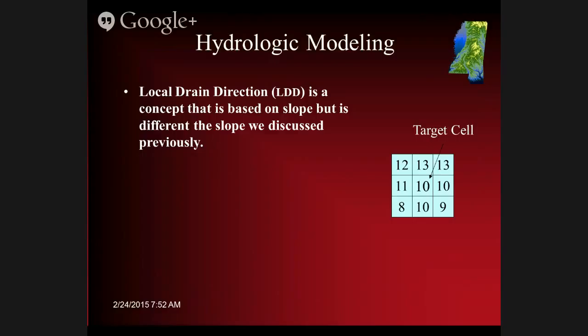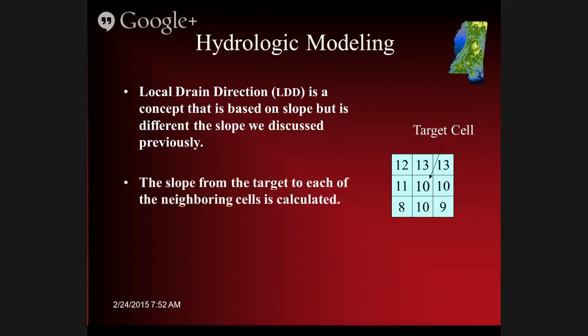Well, the first algorithm, the algorithm that's discussed in the paper that you'll probably read over the next few days, uses the local drain direction. Instead of figuring out the change through all 9 cells, it's only concerned with which direction had the steepest drop, or the biggest drop.